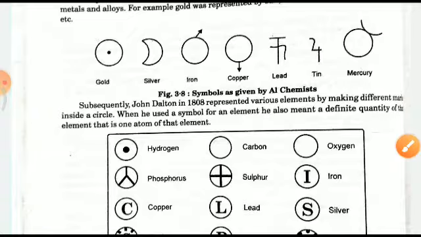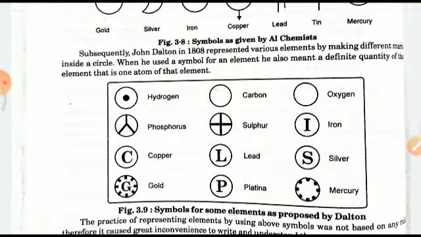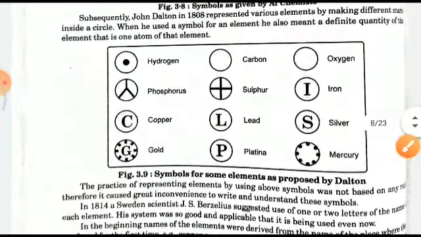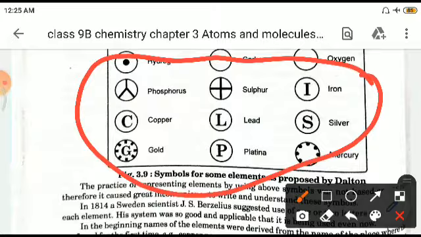Subsequently, John Dalton in 1808 represented various elements by making different marks inside a circle, which he used as a symbol for an element. He also meant a definite quantity of element, that is one atom of that element. You can see here in this chart the various atoms and their symbols, right? See here, children, in this one, right?